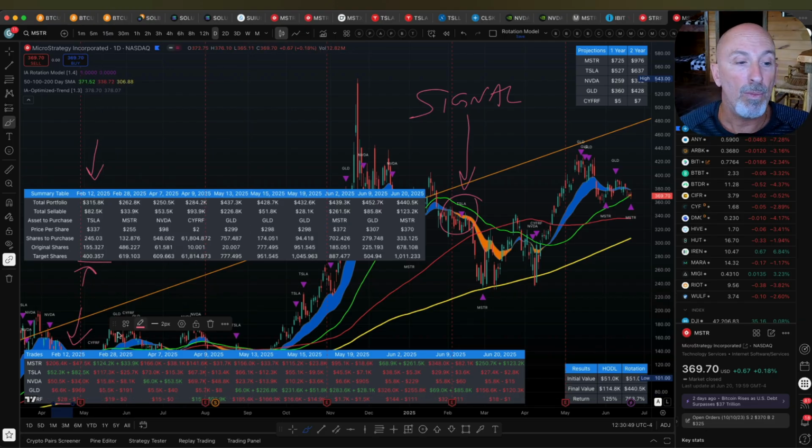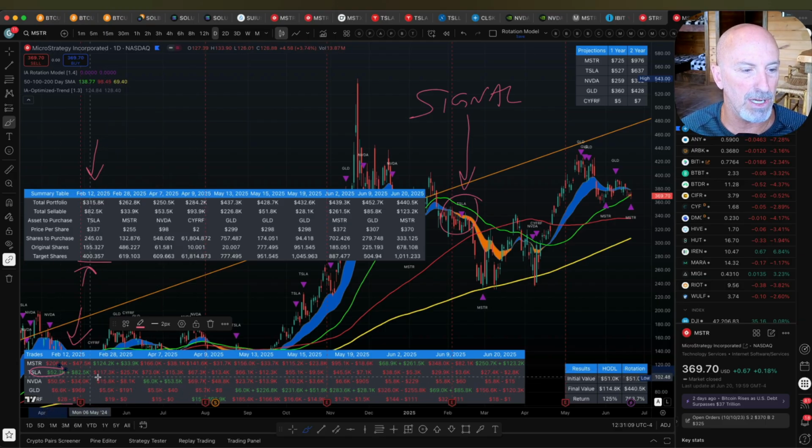All right, so now we've done that trade. We've moved $82,500 from all of these other assets into Tesla. We increased our Tesla position from 52,300 to 117,300. Okay, I hope that part makes sense.